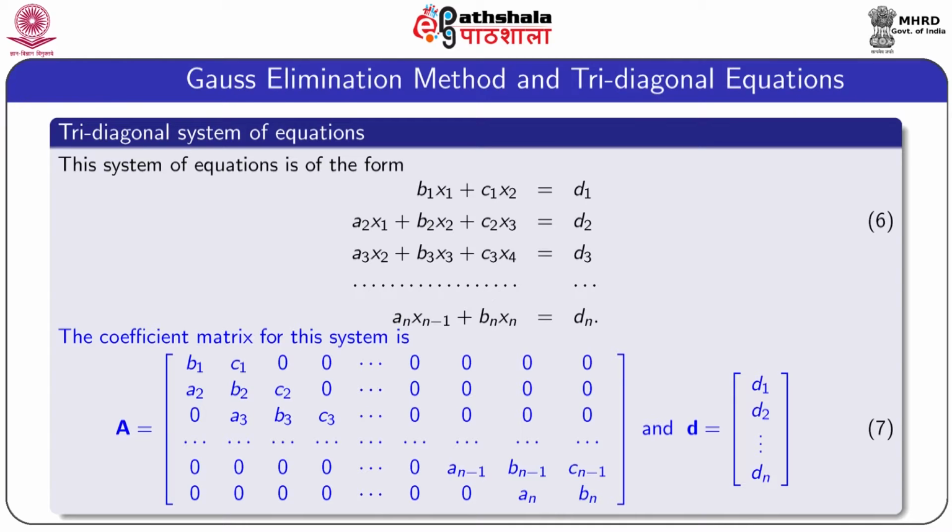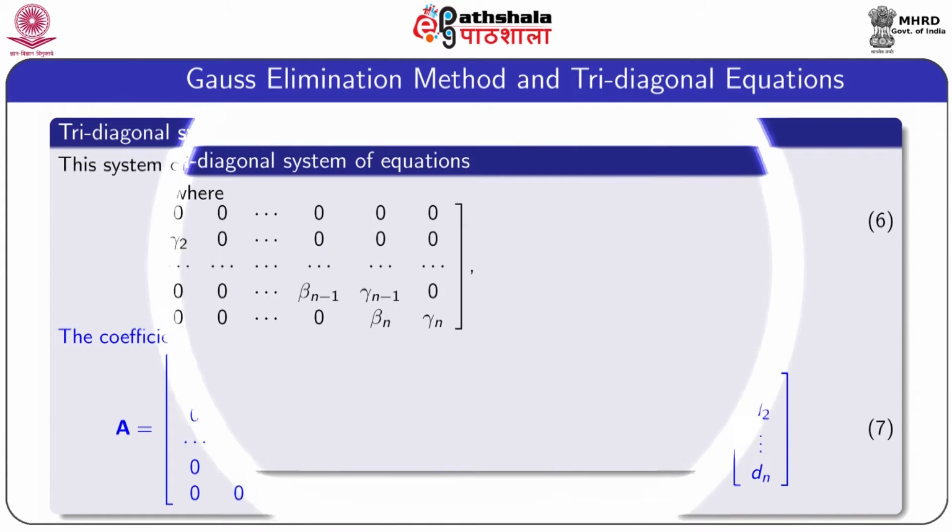That means this is a tridiagonal matrix. Note that the main diagonal is b1, b2, b3 up to bn, the upper diagonal elements are c1, c2, c3 up to c_(n-1), and the lower diagonal elements are a2, a3, up to a_(n-1), an. So only 3 non-zero diagonals are there, and all other elements of this matrix are 0, and the right hand vector is d equal to d1, d2 up to dn.